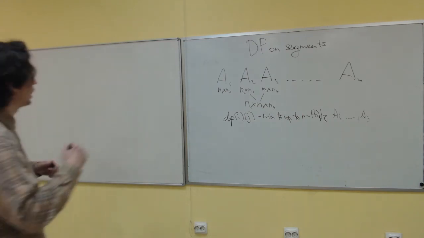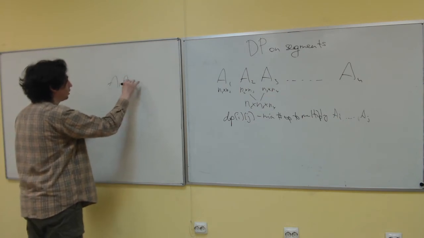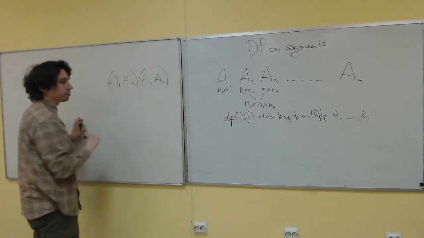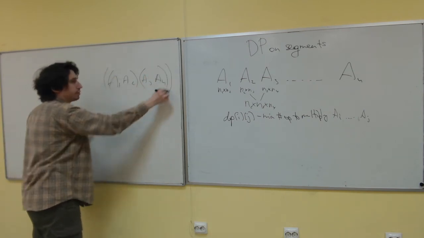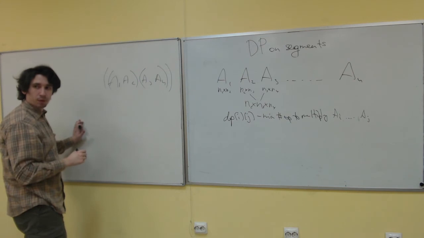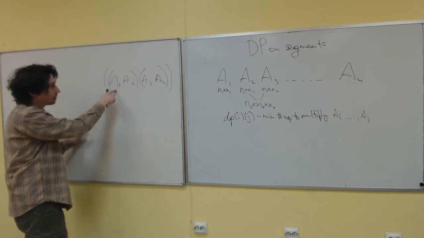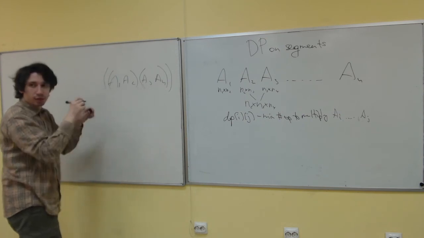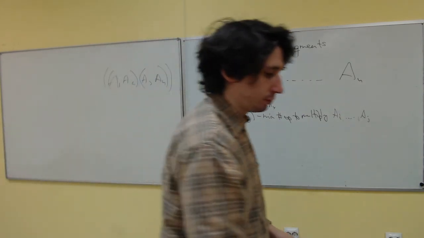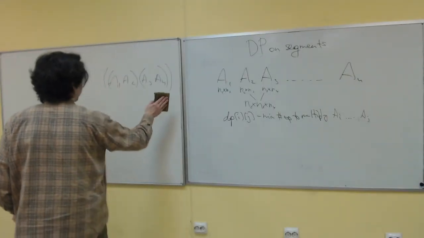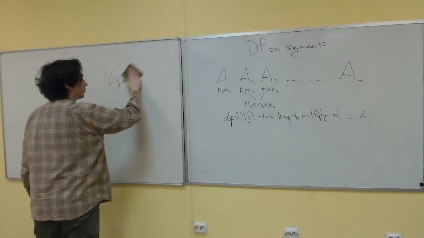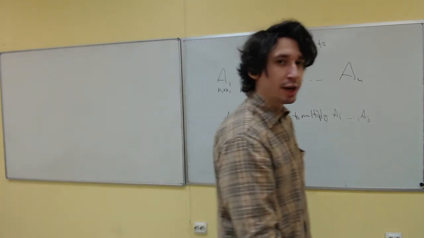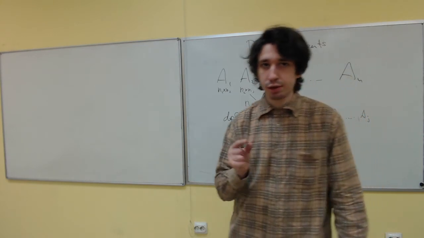No, not exactly. If you have A1, A2, A3, A4, you can multiply this two, then you can multiply this two, and then you can multiply the resulting two parts. So it is not about the leftmost or rightmost. It's a little bit trickier.